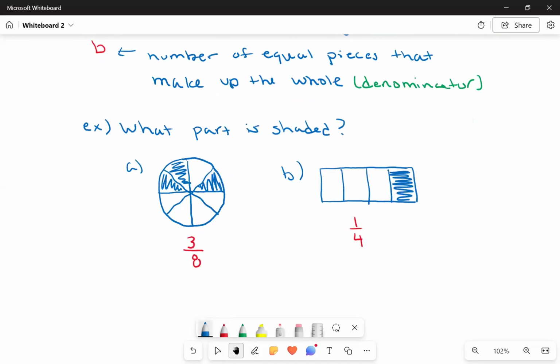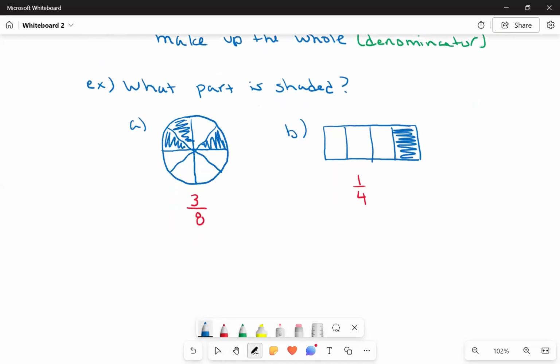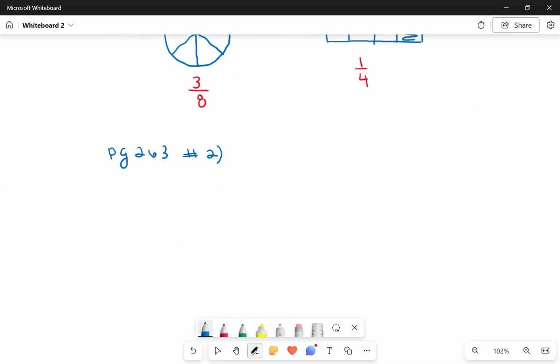Okay. So let me go ahead. We're going to refer to a problem from the section. So this is page 263. We're going to look at number 2 on page 263. All right. I'm going to attempt to paste it in. Hold on one second. Let me do that.